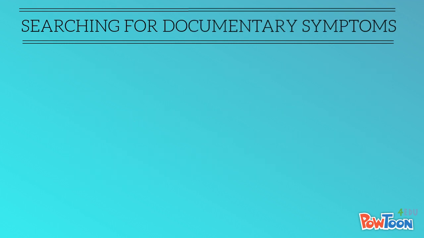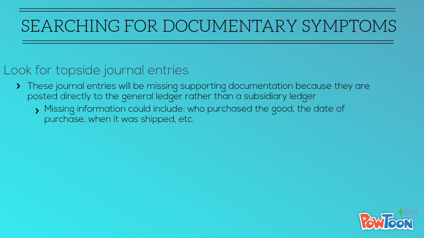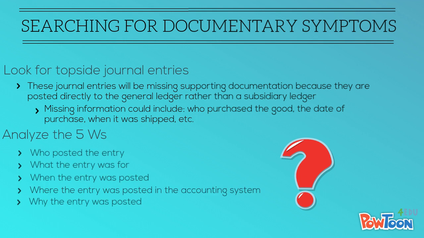One of the most common ways for management to commit fraud is through posting one or more journal entries directly to the accounting records. These entries are typically known as top-side journal entries. Journal entries need to be analyzed based on the 5 W's. Who posted the entry, what the entry was for, when the entry was posted, where the entry was posted in the accounting system, why the entry was posted. Key red flags include entries posted outside of normal business hours, and large round number entries made by the CFO.